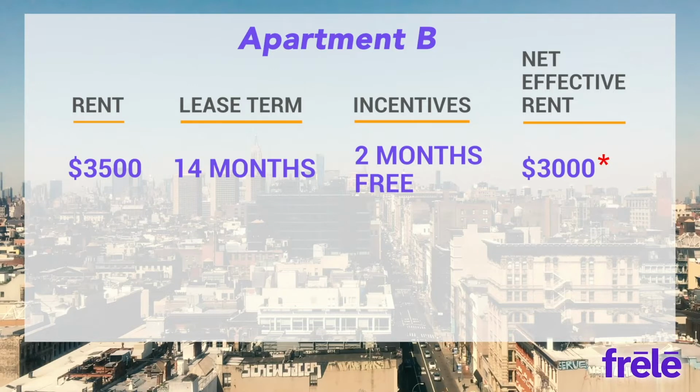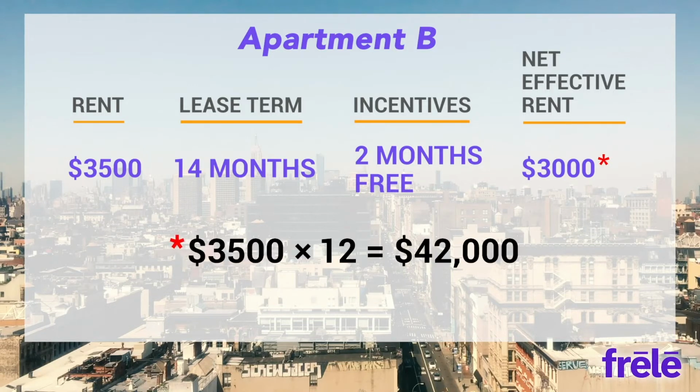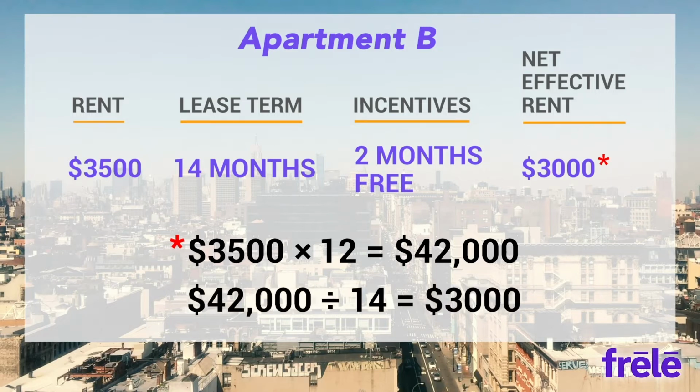Let's look at the math. $3,500 times the first 12 months is $42,000. Take that $42,000 and divide it over the entire lease term of 14 months, since you get the last 2 months free, and you get $3,000.